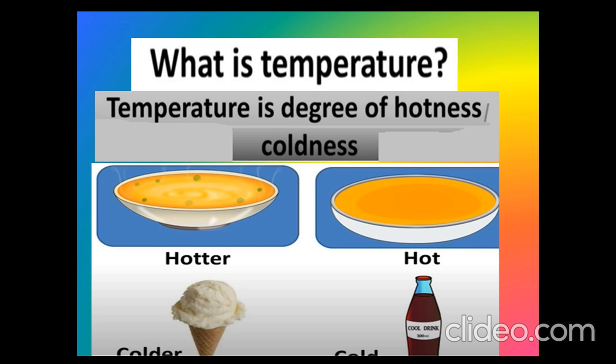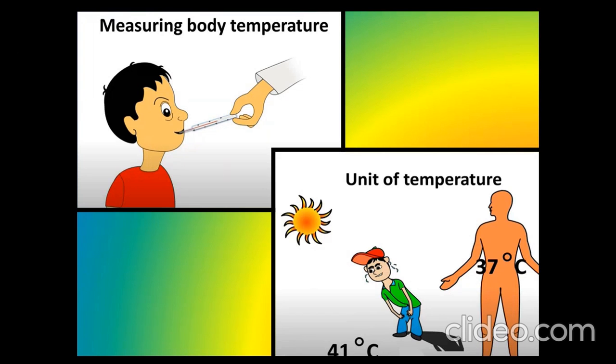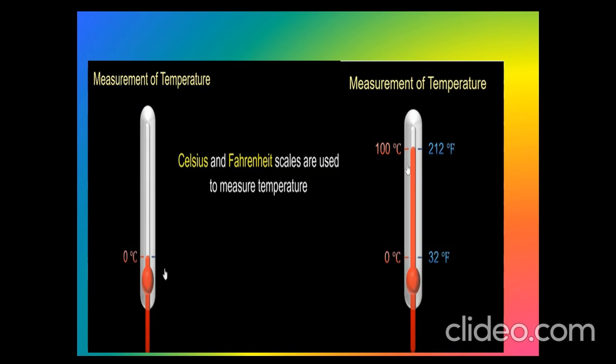Now, next we will find out what is temperature. Temperature is the degree of hotness or coolness. Due to increase in temperature, certain things are hotter than others. When we have fever, our body becomes hot and our body temperature increases. Temperature is measured in degrees Celsius and degrees Fahrenheit.